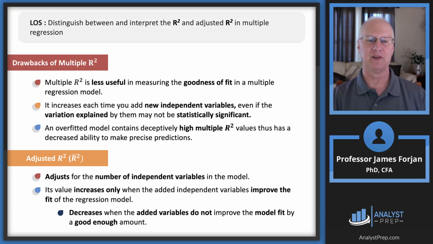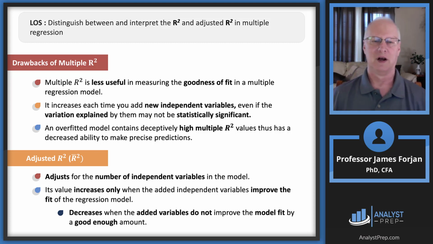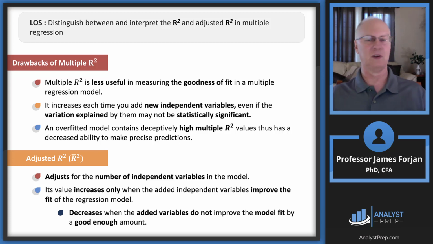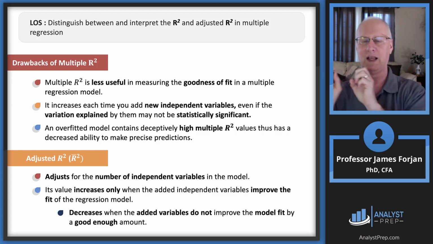How we fix it is that we adjust it. And so that's why the adjusted R square is super, super important. Notice that bottom teardrop point. It decreases when the added variables do not improve the model. So what we're saying is that from a purely statistical standpoint, that extra variable stinks.